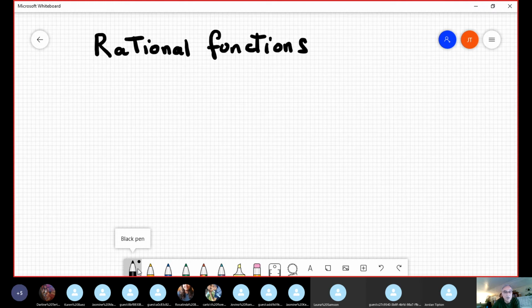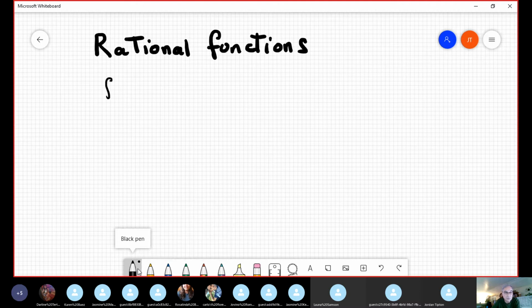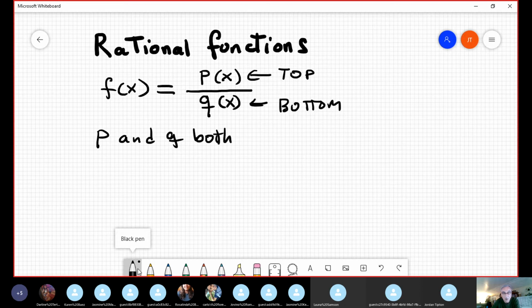Number 1, definition. What is that? Rational function is the division of two polynomials. Look. This is P and this is Q. I don't know why the book called it this way. P is the numerator, the top, and Q is the denominator. And P and Q both are in general polynomial form.